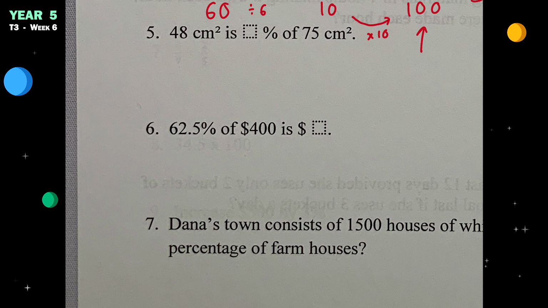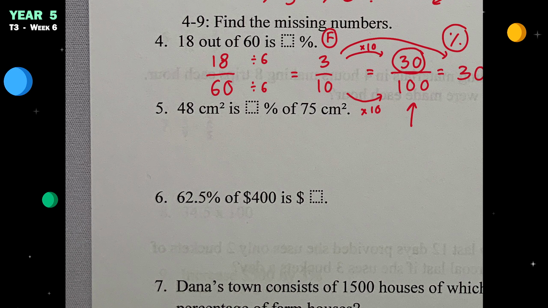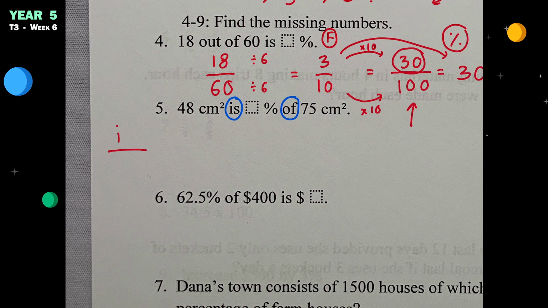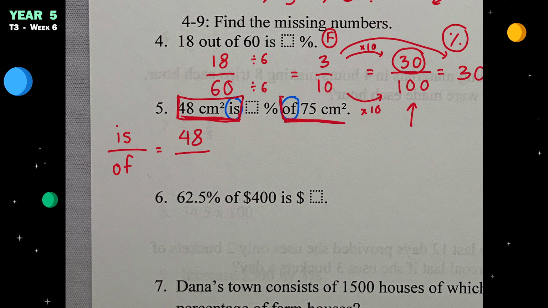Question 5. 48 is what percentage of 75? Now, what I want you to do is this. I want you to understand how to do these questions. I'm going to circle this in blue so you can see. Whenever you see the word is and of, you have to keep that in mind. When it comes to a fraction, the word is always on top and the word of is always at the bottom. So 48 is, that means the is connected to the 48, so we put 48 on top. Of 75, the 75 is connected to the of, so therefore we put 75 on the bottom. And now it says what is the percentage? Okay, so we want to find the percentage.